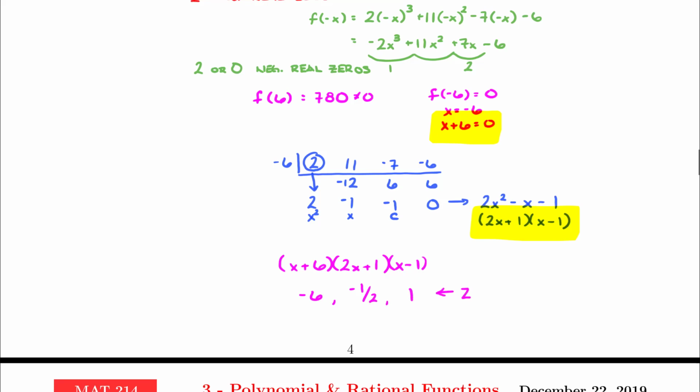So here are our zeros. And if you go back and look at our potential rational zeros list, you'll find that all three of these zeros are in that list.